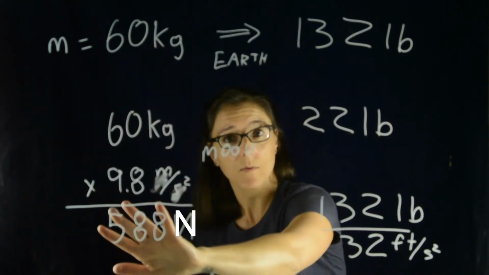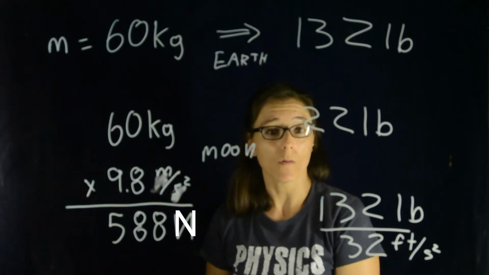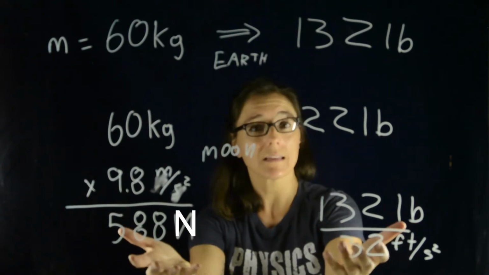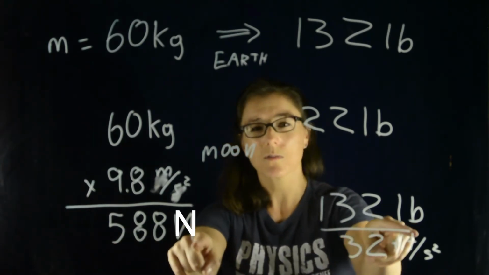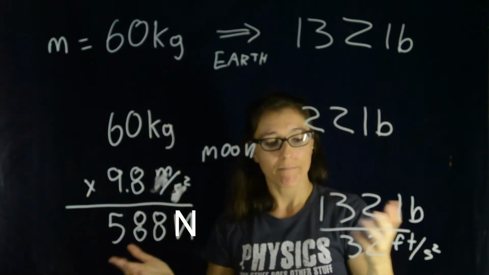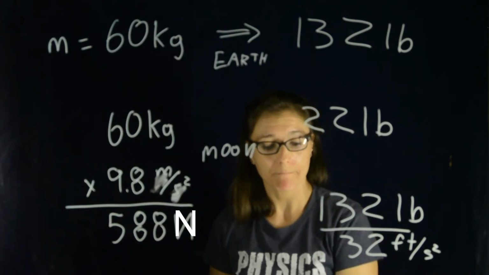Mass is an invariable thing. It's the amount of stuff you're made out of, and your weight is a pull. 132 pounds is 588 newtons. It's the exact same pull. We're just using different size units to talk about it. That's it. So that's the difference between those units so that you're familiar with them.